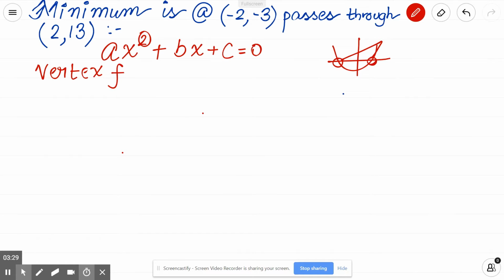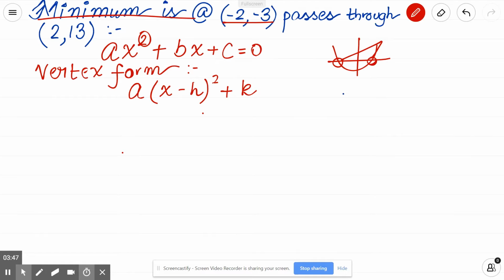Now, why did we pick this form? Because the vertex is given to you. What is the meaning of the minimum being at (-2, -3)? That means this is your vertex. So the vertex form of an equation is a times (x minus h) whole squared plus k, where (h, k) is the vertex. Now, the question says it's going to be a minimum, so that means the lowest point is the vertex of the given graph.